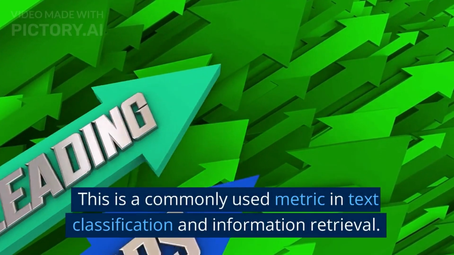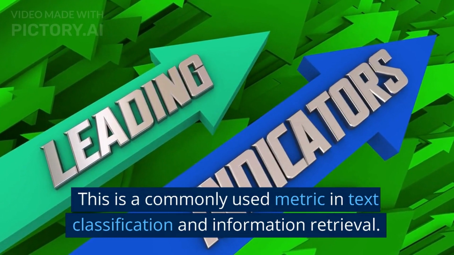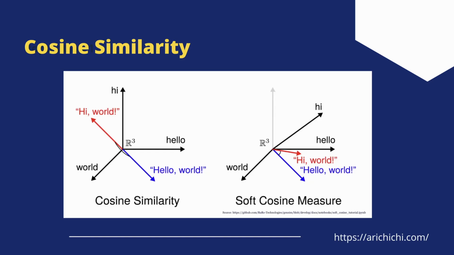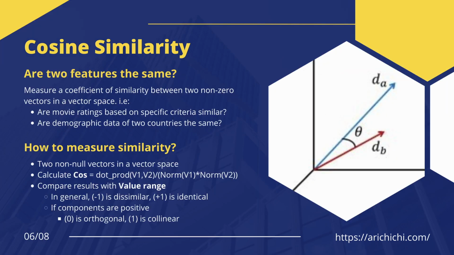Cosine similarity is a commonly used metric in text classification and information retrieval, as it allows us to compare the similarity of two documents or text pieces based on their features and ordering. In cases where the components of the vectors are all positive, the value of the cosine similarity ranges from 0 to 1 and denotes a factor of collinearity between the two vectors.